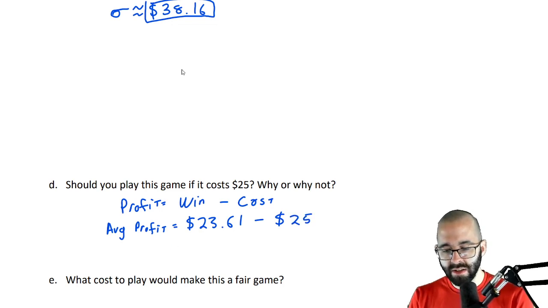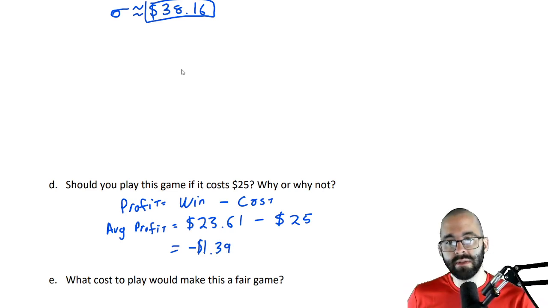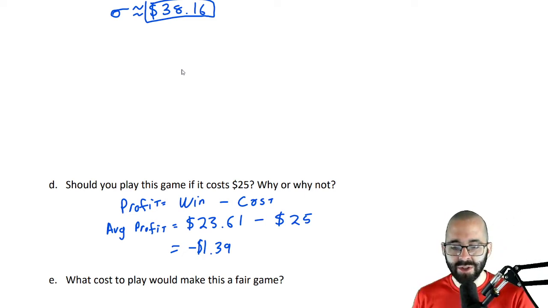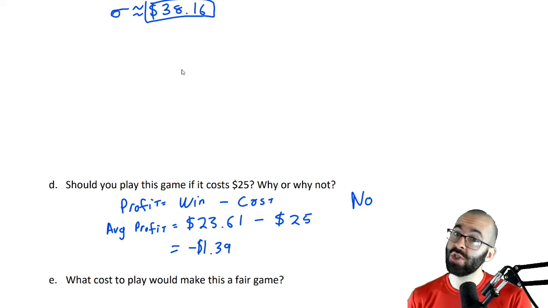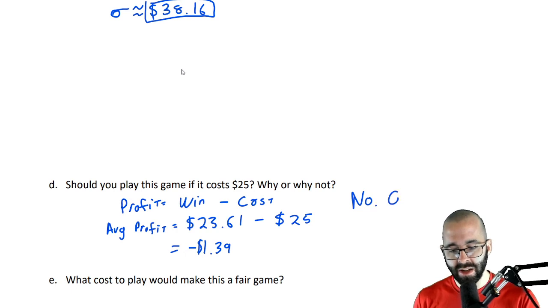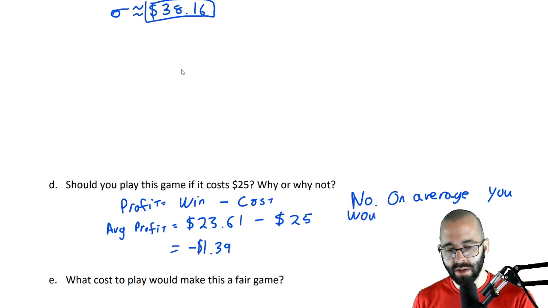Our average profit here is going to be about $1 negative. Uh-oh, that's not good. Negative $1.39, I think. We subtract this out. If I did my math right, otherwise there will be a little edit right there. So on average, we lose $1. Oh, no. You shouldn't play. Maybe you want to gamble, but you're unlikely to win. The odds are against you, just like all gambling. Say no. On average, you would lose $1.39 per game.